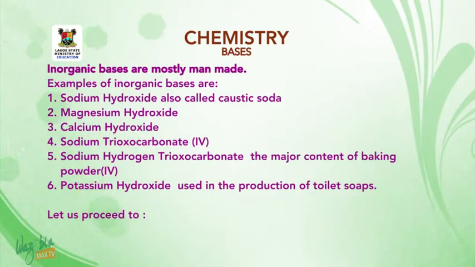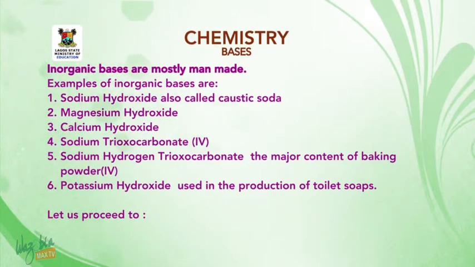Inorganic bases are mostly man-made. Examples of inorganic bases are: number 1, sodium hydroxide, also called caustic soda. Number 2, magnesium hydroxide. Number 3, calcium hydroxide. Number 4, sodium trioxocarbonate IV. Number 5, sodium hydrogen trioxocarbonate IV, which is the major content of baking powder. And number 6, potassium hydroxide, used in the production of toilet soaps.